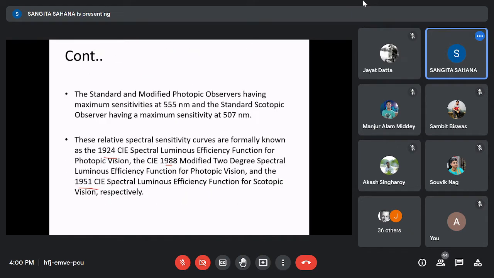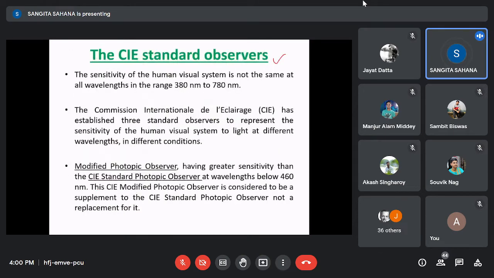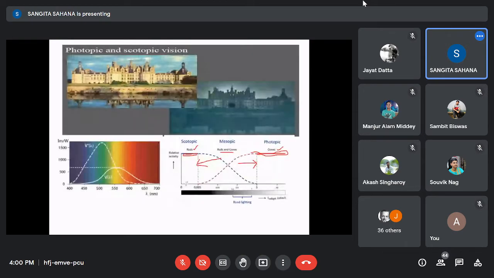Okay. So next we will go to the terms used in illumination, or the parameters that we use in illumination. But before that, any question? Anyone?